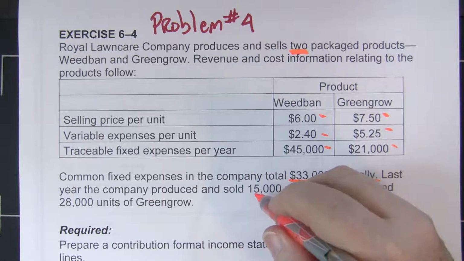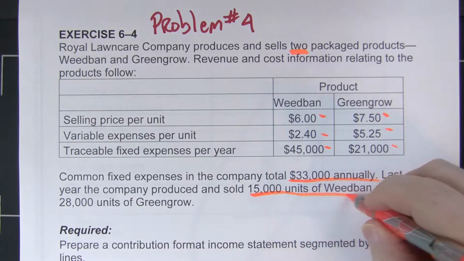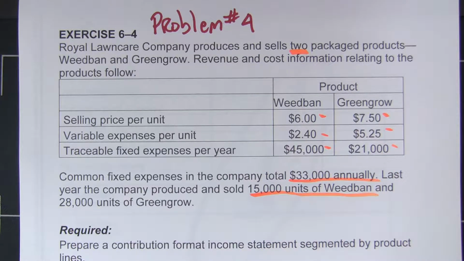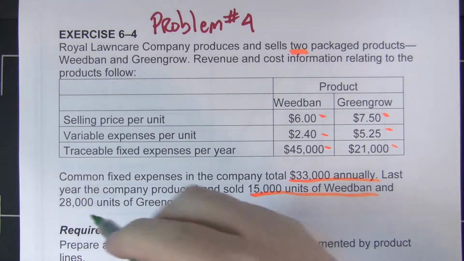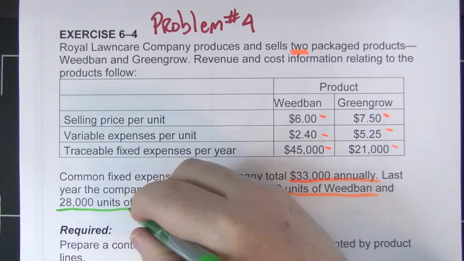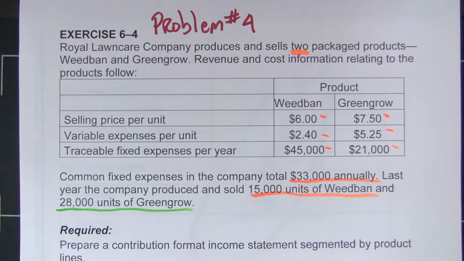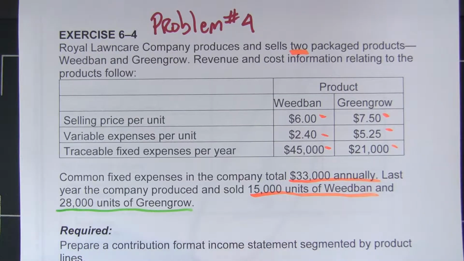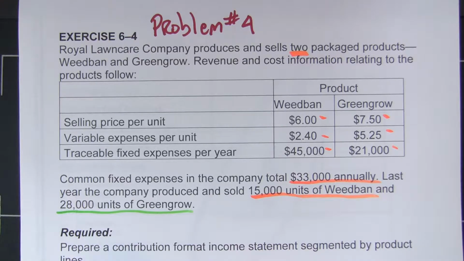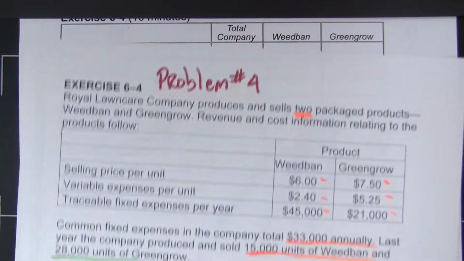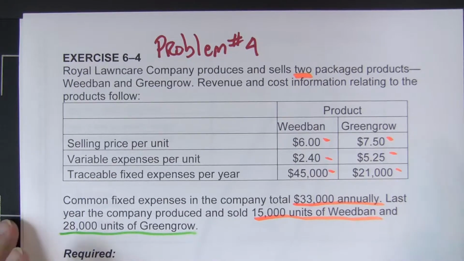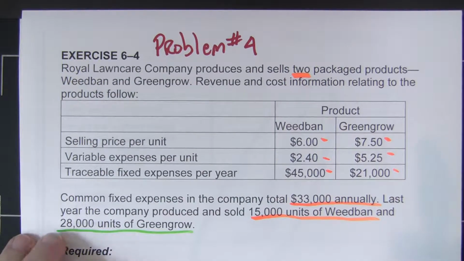The company sold 15,000 units of Weed Ban, which sounds like something they tried to do at Woodstock, and 28,000 units of Green Grow. So clearly there's different amounts, different sales, etc. So they ask us to do a contribution margin income statement. So let's figure out what we have to do.